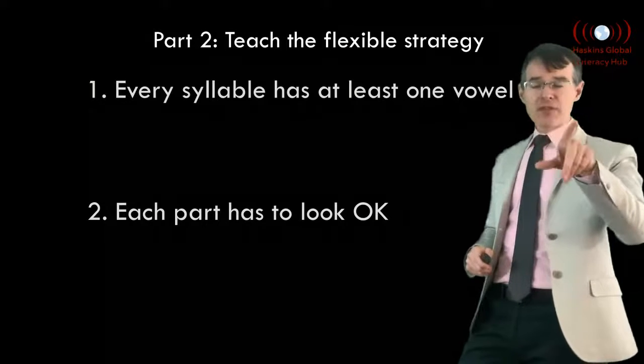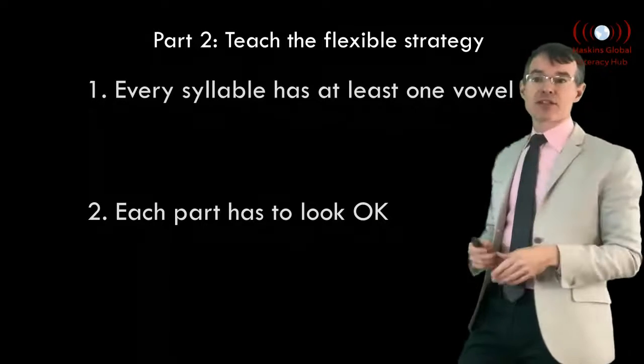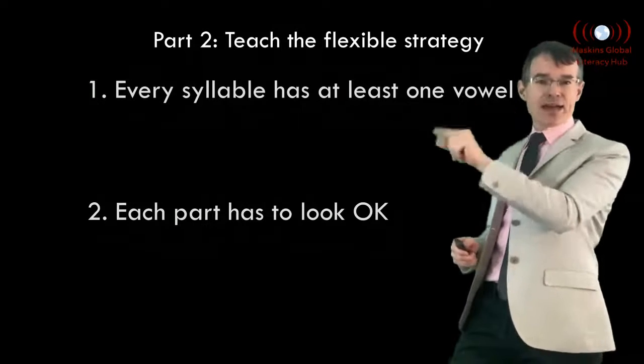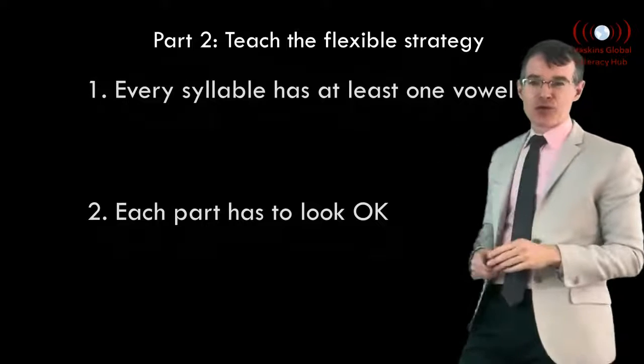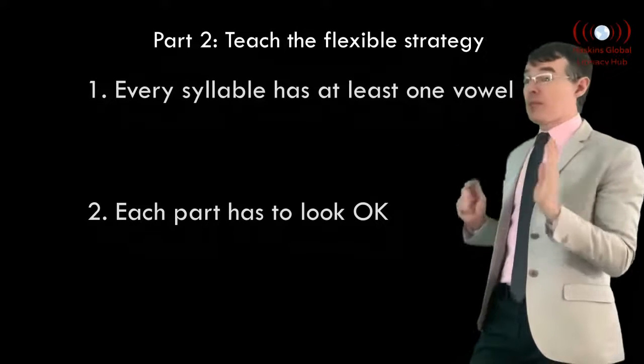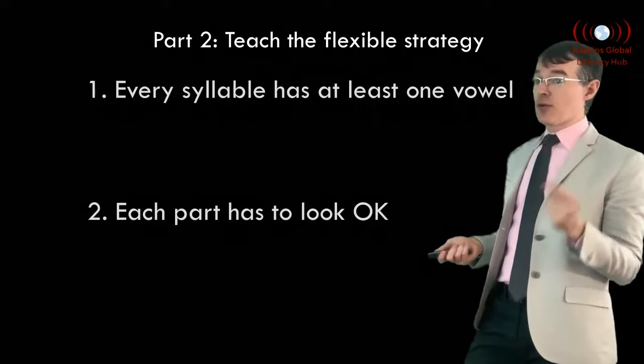So first part is that every syllable has to look okay. This is actually called ishalab. Every syllable has at least one vowel, ishalab. I'll show you more about that in a bit here. And so the idea here is that because we talked about vowel letters, every syllable has to have at least one.